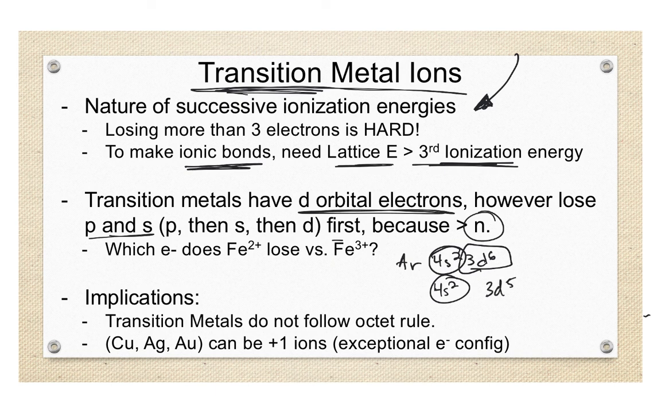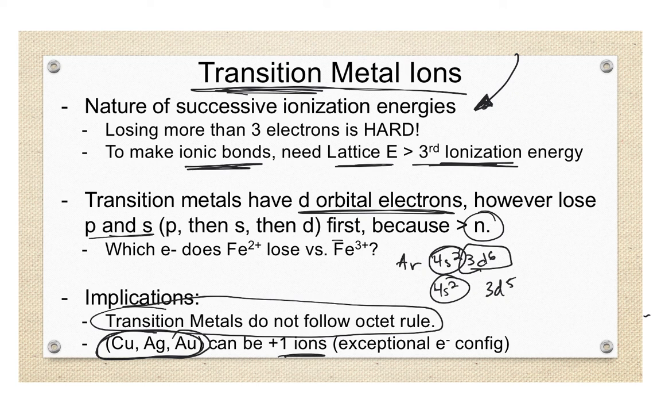The implication is that the transition metals do not follow the octet rule. If you remember me saying the other day, once we get down into that transition metal area in the d block, things get weird. The other thing we can find out here is that copper, silver, and gold can be +1 ions. The reason for that, again, is their strange electron configuration, where by losing 1 electron out of the 4s, you end up with a half-full sublevel.